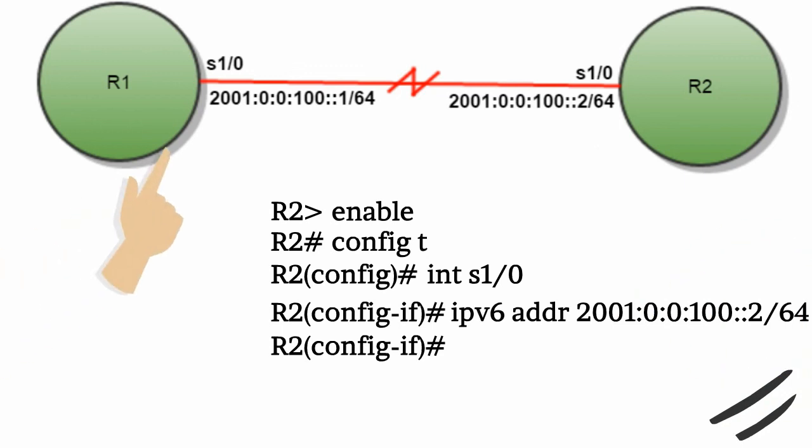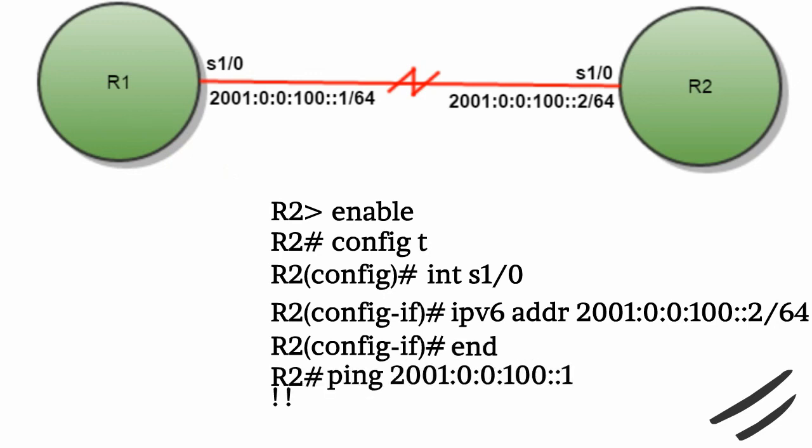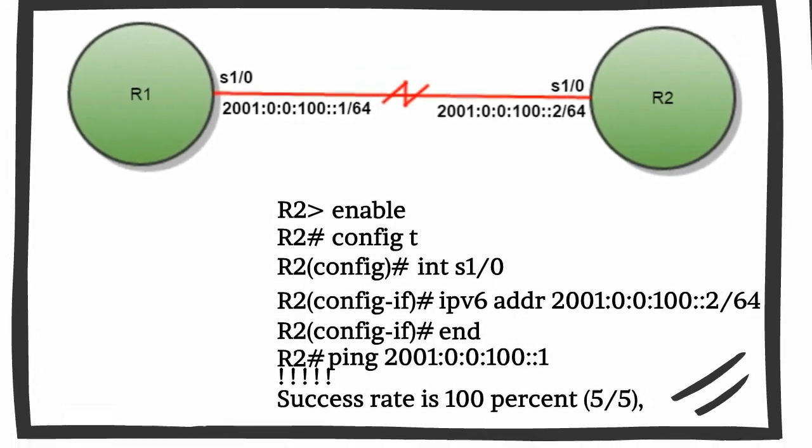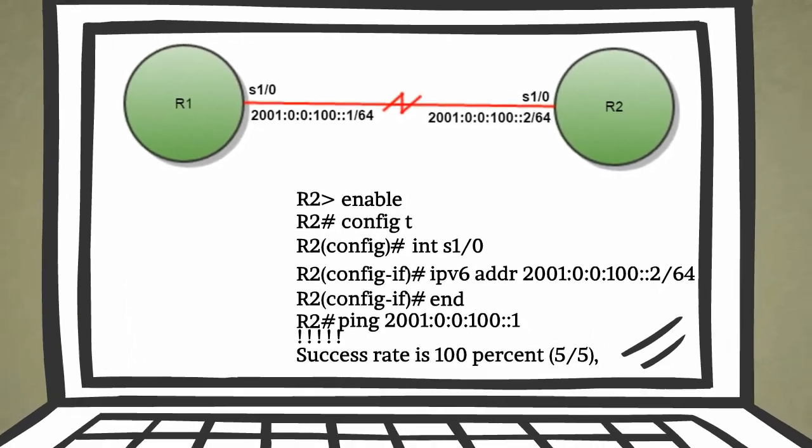Now to ping R1's address. I type end to get out of interface configuration, and then ping the address shown in the diagram. And that's all there is to it. See? Easy.